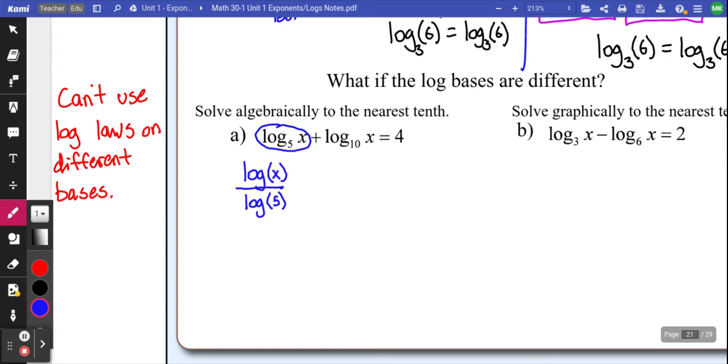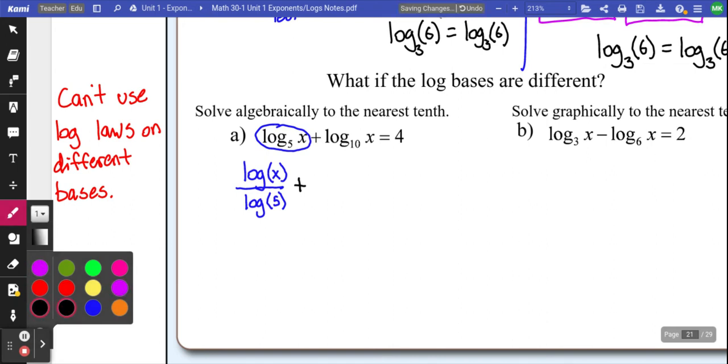Essentially, you could take a log and split it: argument on top, base on the bottom, and they both become base 10. We're going to do that with both of our logs here. So we're going to do it to this one too. Oh, it's already log base 10. Beautiful, that makes our life easier. You can just leave it as log x. If it was a different base, like the next question, then you could split it. Since it's already base 10, you might as well just leave it.